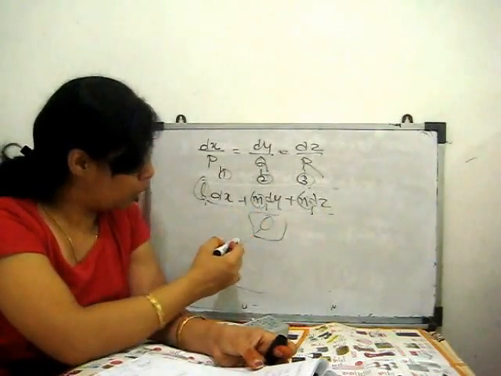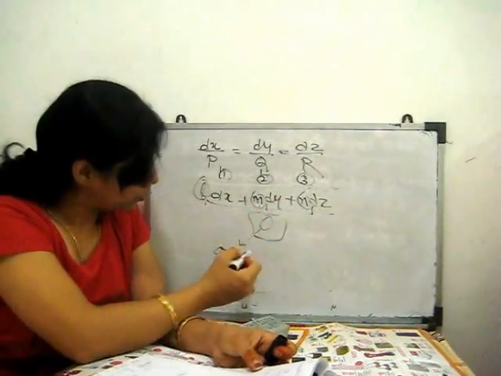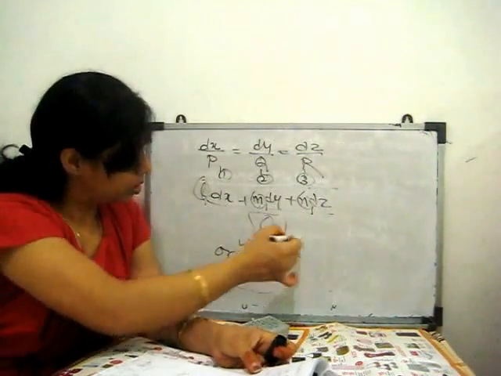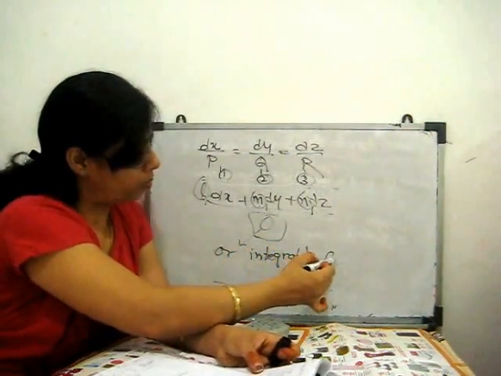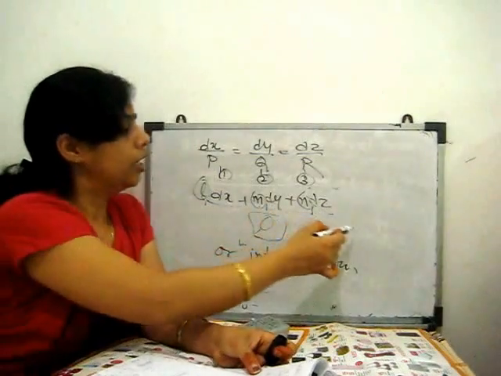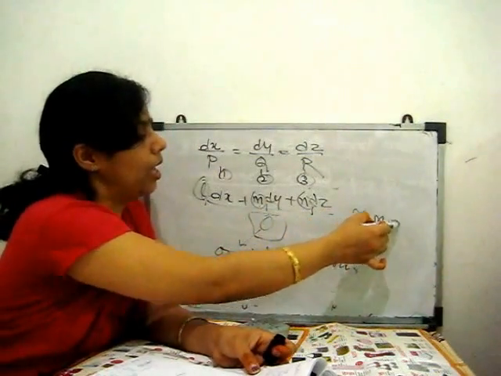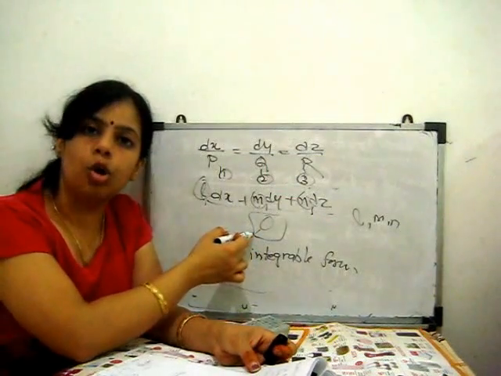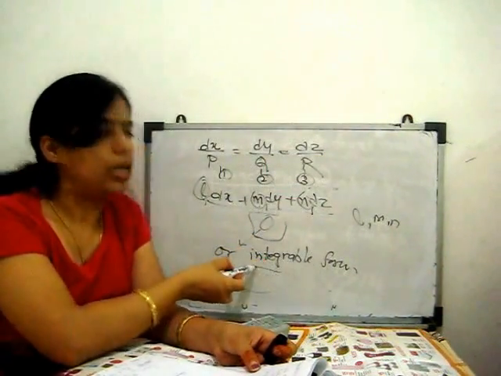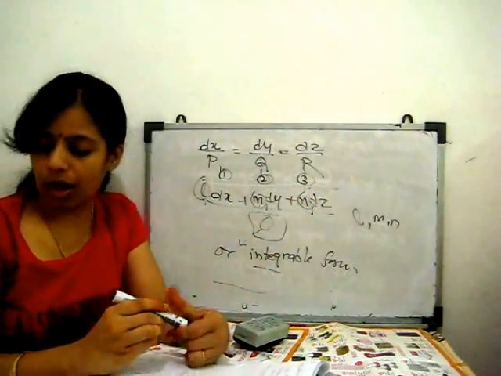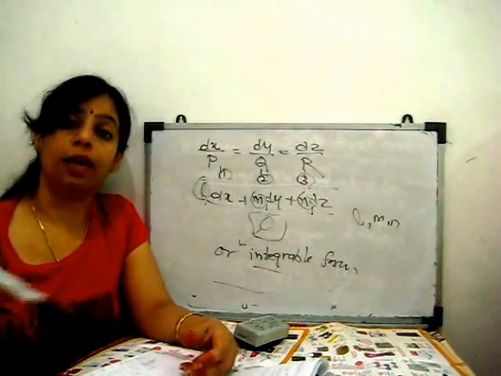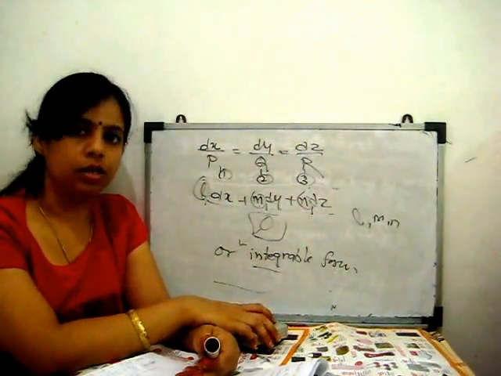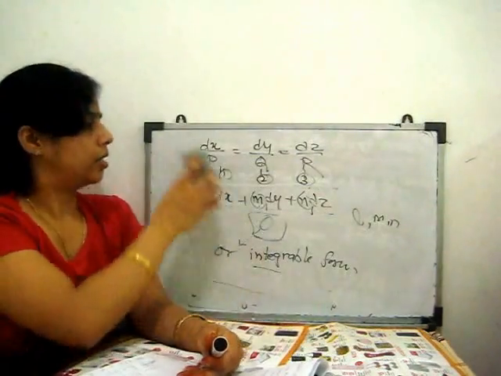Maybe sometimes it's 0 or integrable form. So we have to choose. It depends on the multipliers L, M and N. We have to choose like this, that it either vanish to 0 or maybe it is in integrable form. So now I can explain with the help of example, so you better understand how to solve this equation of first order with Lagrange's method.